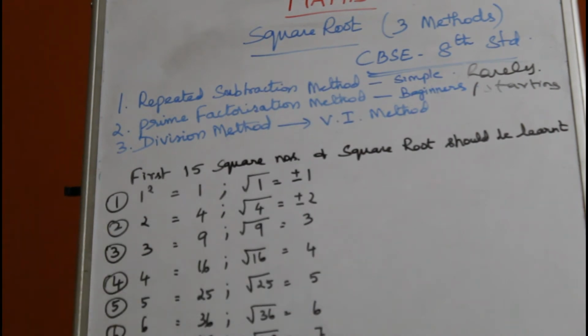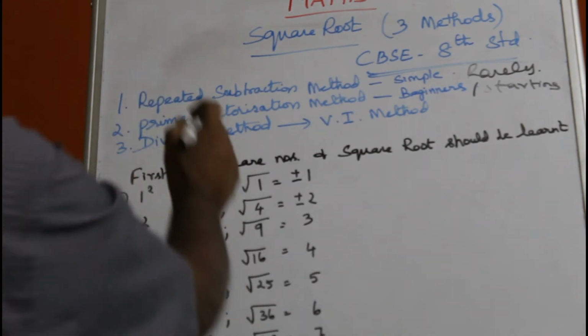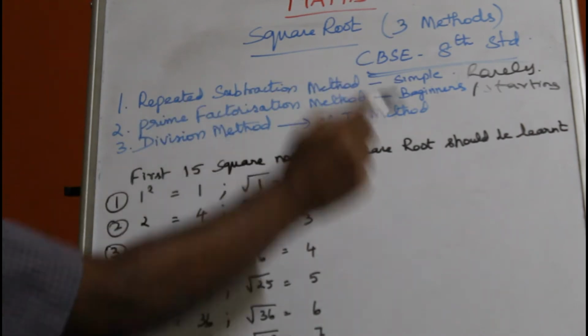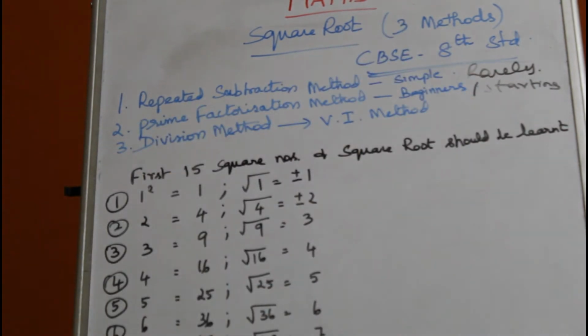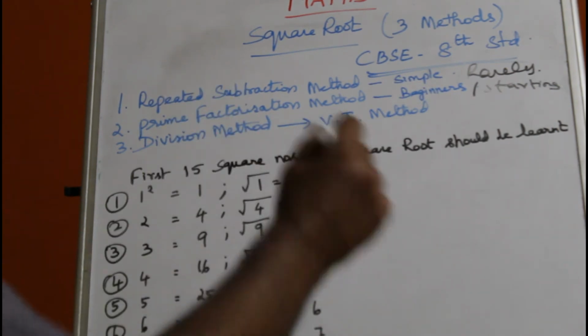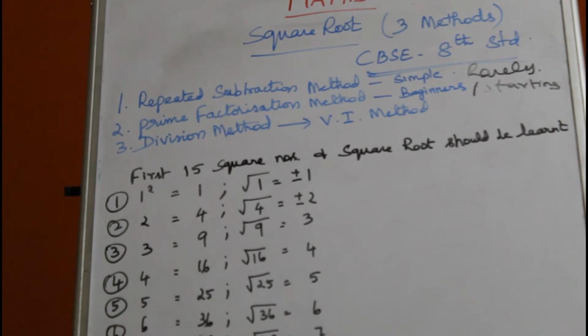So again I repeat, square root has three methods. The first one is generally called the repeated subtraction method. This is a simple method and rarely asked. It is not a major method. It's just subtracting something and doing it like a fun. That's all. Prime factorization method is for beginners and a starting one. The last one is called the division method.